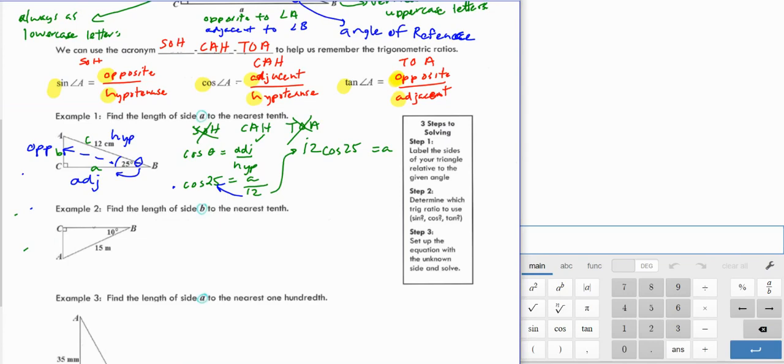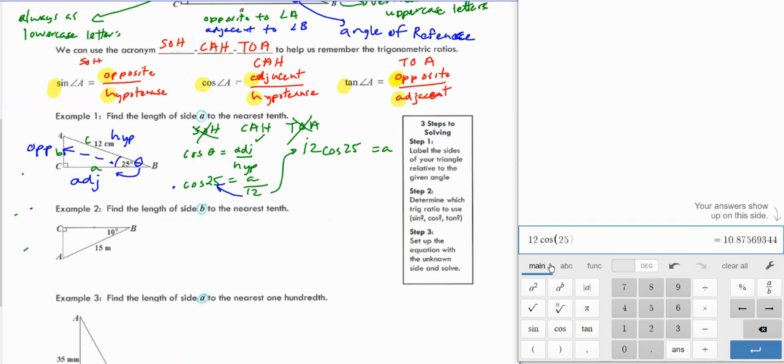So now let's bring in our calculator. Okay, and we're going to try 12. Now this is the Desmos calculator, and you can find the sine, cos, and tan right here at the bottom. So we're going to put in cos, and you're just going to put your 25 in there, close your bracket, and we get a number here, 10.875. And it did ask us to round to the nearest tenth.